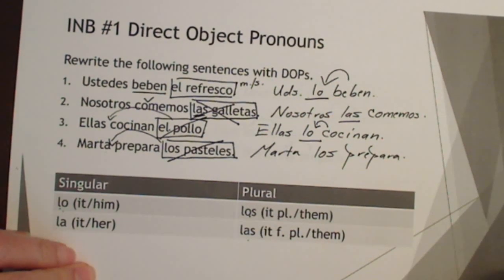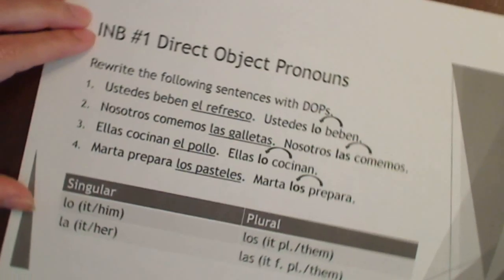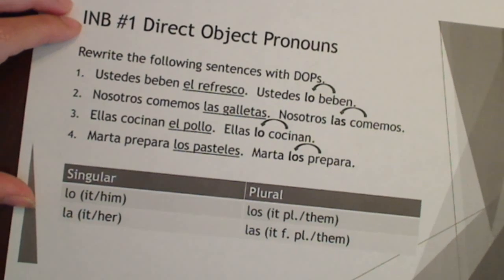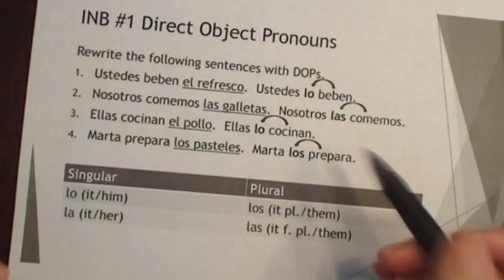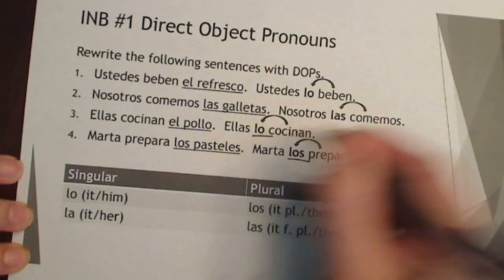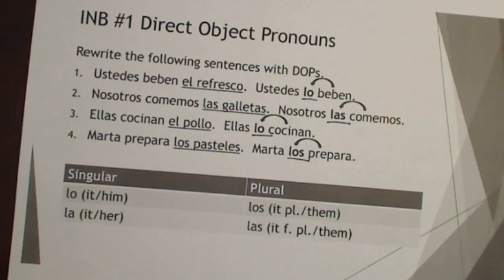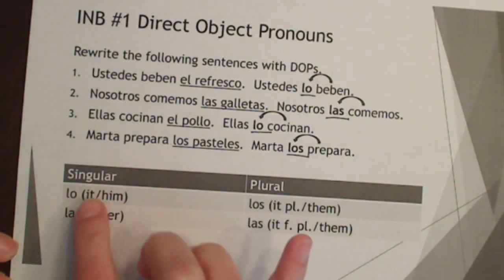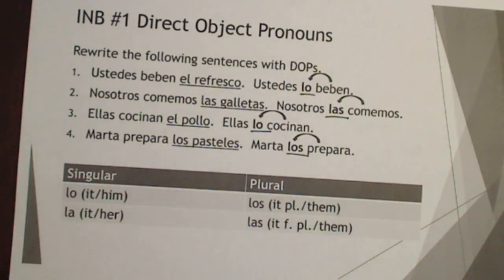Okay, so hopefully that makes a little more sense. Here it is nice and neat, but it's basically the same thing. Just don't forget that it goes directly in front of the conjugated verb. That is the main thing. And these are the only four that you're going to be using.